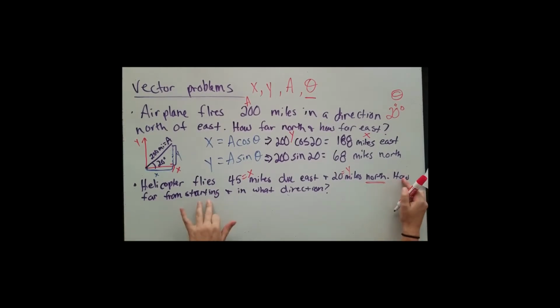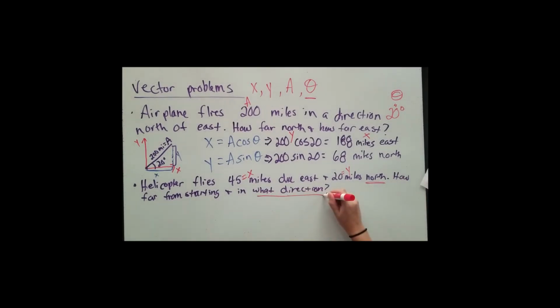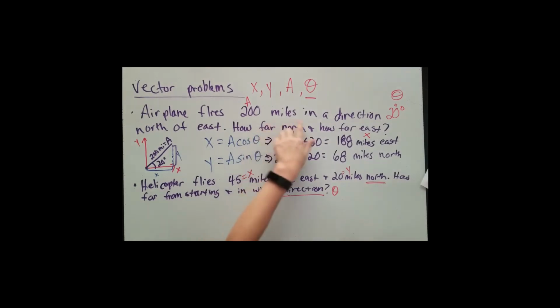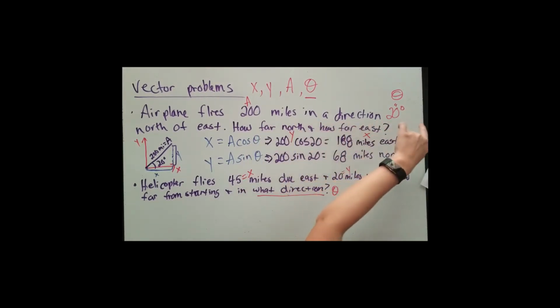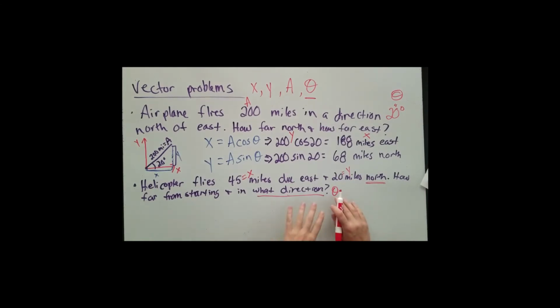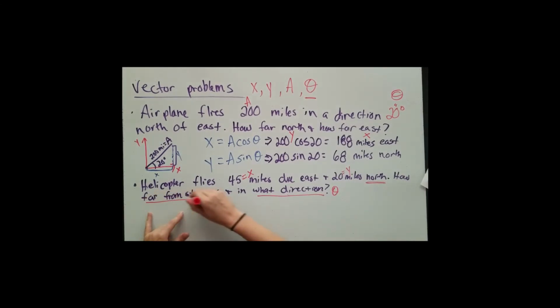How far from the starting point and in what direction? Okay, so if you ever see what direction, that's always my theta. In the previous question, it said in a direction of 20 degrees. So the direction is your theta. So it wants us to solve for theta, and then how far from the starting point, that's my a. I start at my origin, how far did I get? Okay, so x is 45 miles, y is 20 miles, and then a and theta is what I'm looking for.